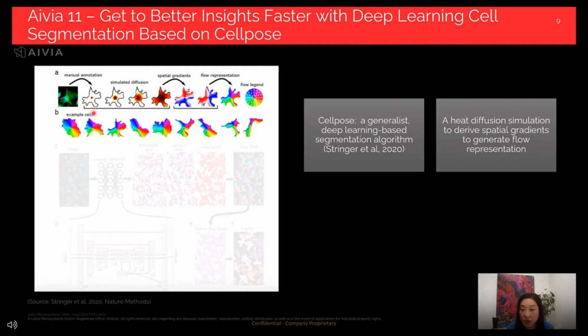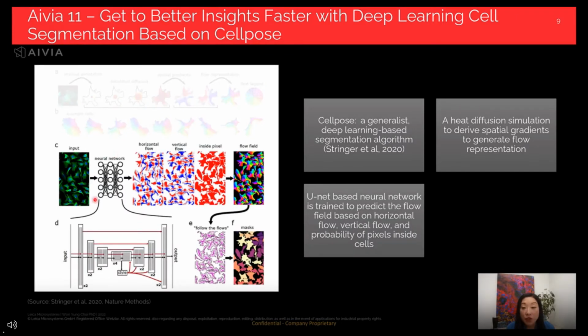To briefly describe the model architecture, in the training set, manually annotated mask sets were transformed via heat diffusion simulation to derive spatial gradients to generate flow representation as you see here. Then, a U-net-based neural network is trained to predict the flow field based on horizontal and vertical flow, and lastly, probability of pixels inside cells. The predicted flow fields are used to construct the predicted masks in the final step.